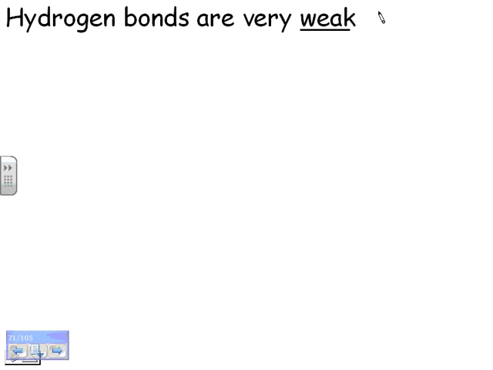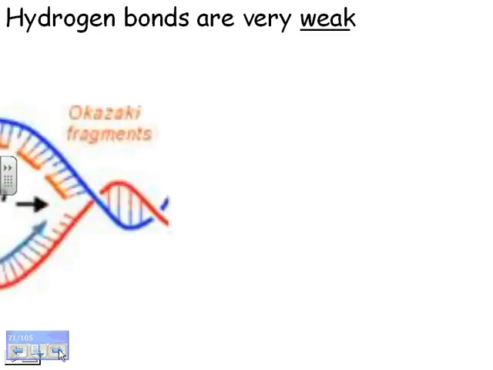Hydrogen bonds are very weak. You can put a star next to that, or a whole bunch of stars, to remember that. So think of covalent, val, if you can remember that whole wedding thing, as very, very strong. Hydrogen bonds are weak because it's just a partial negative attracted to a partial positive.